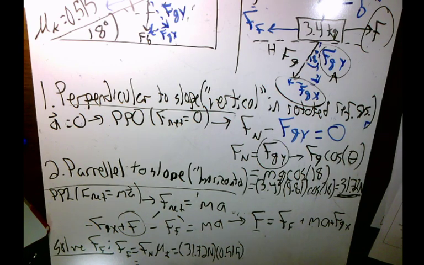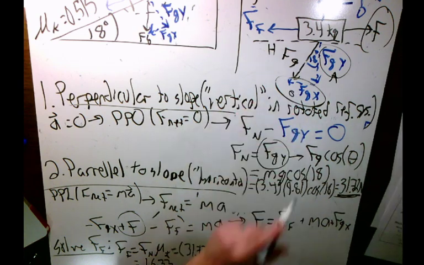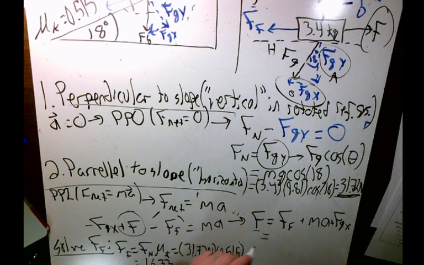All right, so this force of friction, I'll calculate 31.72 times 0.515 is equal to 16.33. We also need to solve for F of gx, so that'll be our opposite. So we're going to use the sine function. Okay, so I'm going to throw in everything I know. We have force of friction as 16.3. We have our mass and our acceleration, 3.4, 2.7.